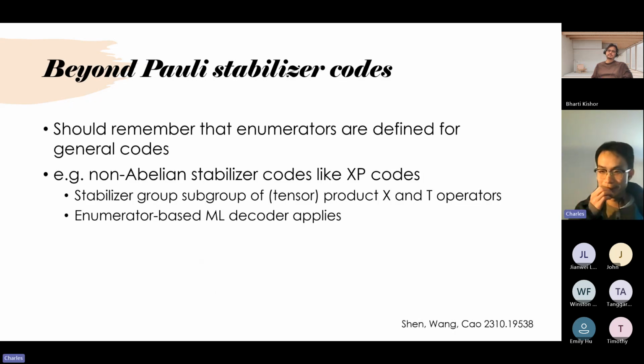Okay. So let me make a couple more remarks before we jump into the Lego part. So far we've had in the back of our minds that we're doing stabilizer codes, right? But remember that the enumerator is actually defined for general codes. So it turns out we also showed in this paper that you can apply this technique to codes that have non-abelian stabilizer groups, called XP codes. And then you can use the enumerator-based maximum likelihood decoder for those as well.